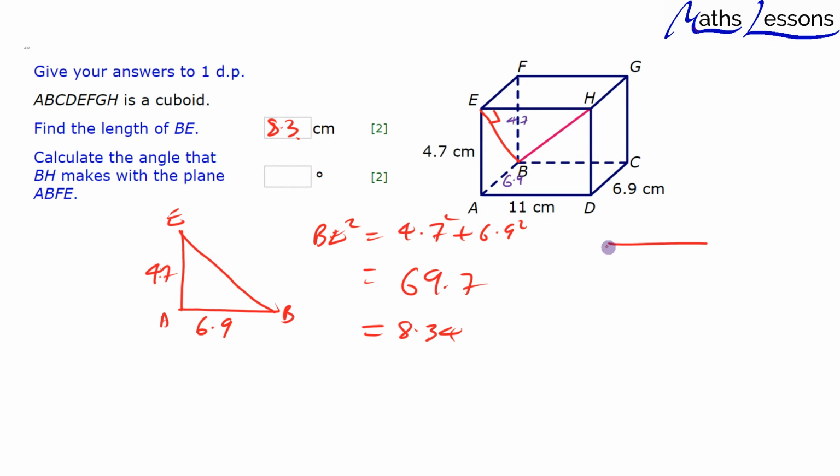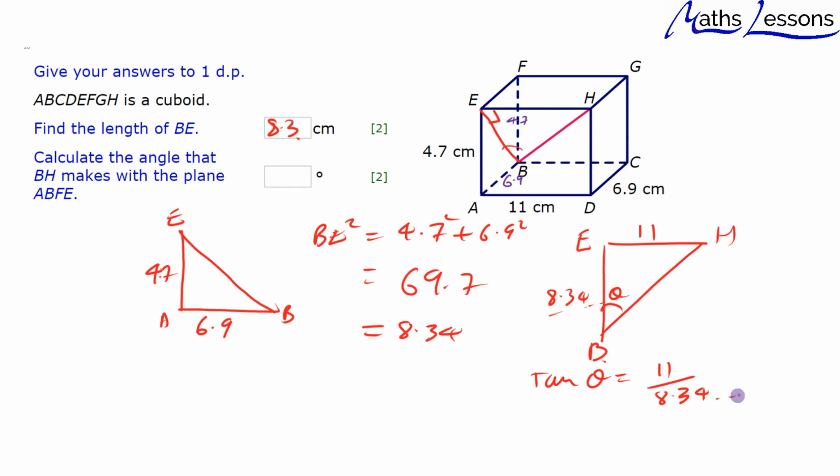So if we can write out that triangle, HE, and we've got B here, we know that HE is 11 and we know that BE is what we worked out here, 8.34, except we're going to use all the numbers in our calculation. We want to find the angle that BH makes with the plane. The angle we're looking for is that angle here, so it's the angle HBE. So we can see that tan theta will equal 11 over 8.34 and all the rest.